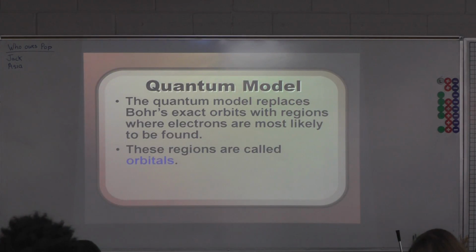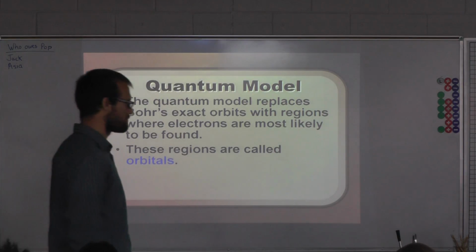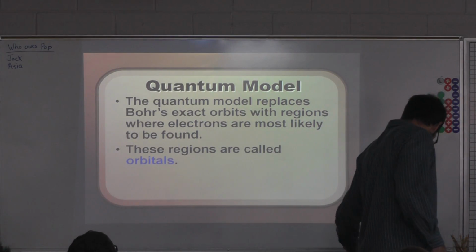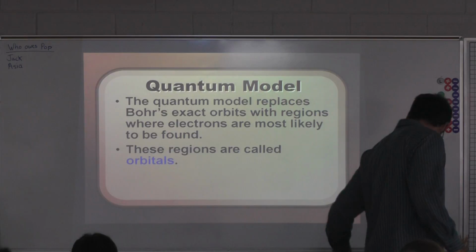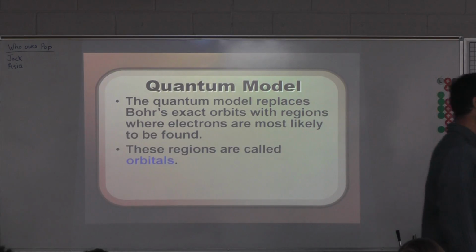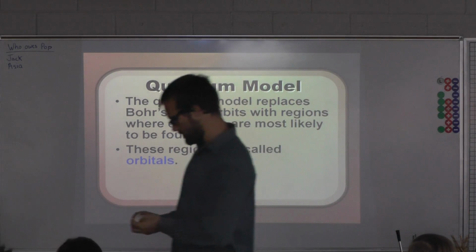Last model, quantum model. So it turns out the path that the electrons take when moving within the atom is a lot more complicated than what Bohr thought.